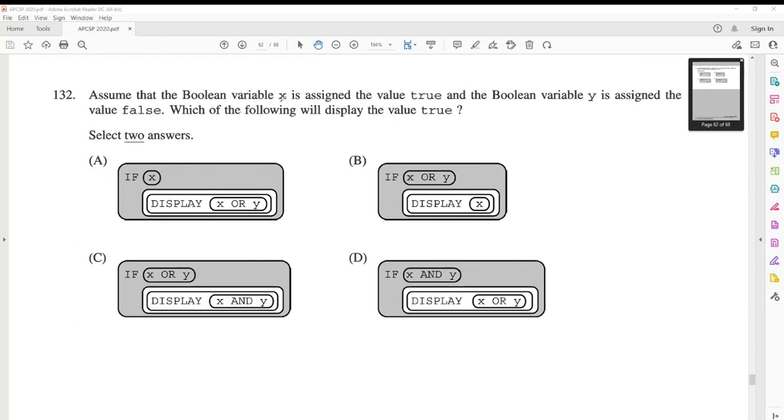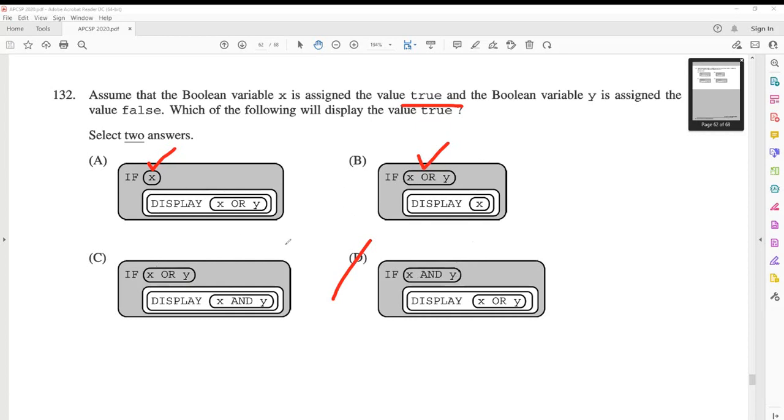Variable X is assigned to be true, variable Y is assigned to be false. Which one will display true? Okay, X is true, so this one is true. X or Y is true. But the AND is not, so you will never display anything.